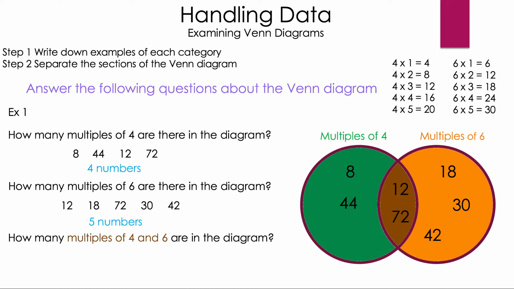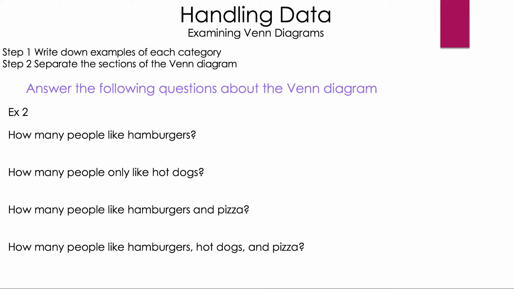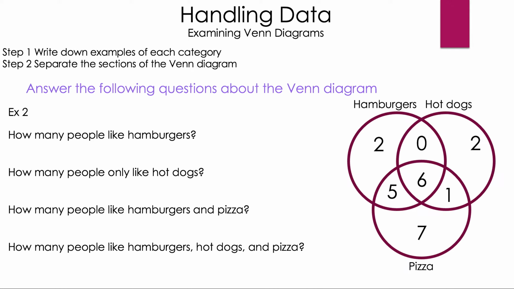Okay, so now we're going to look at that brown section, the one that they share, and we're going to write those 2 numbers down. And since there's only 2 numbers, that is your final answer. And now let's move on to example number 2. So here is the Venn diagram. We have 3 circles this time.